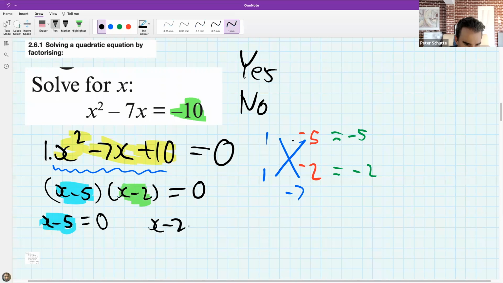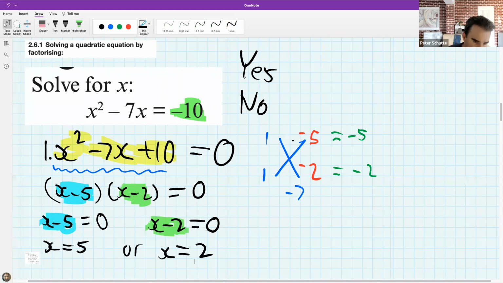So if x minus 2 is 0, then that's another solution to this equation. And then these are two simple equations, and we say that the answer is x is 5 or x is 2. So what are the steps that we follow to solve a quadratic like this?